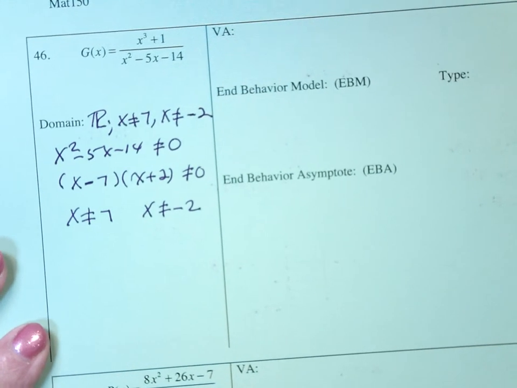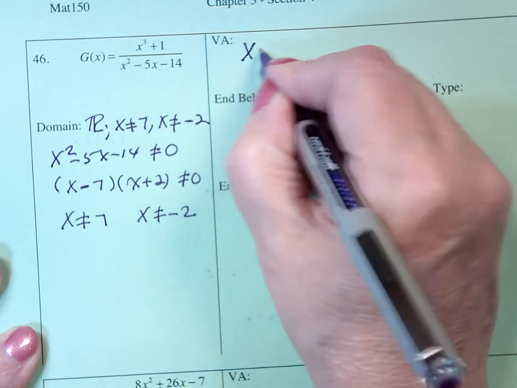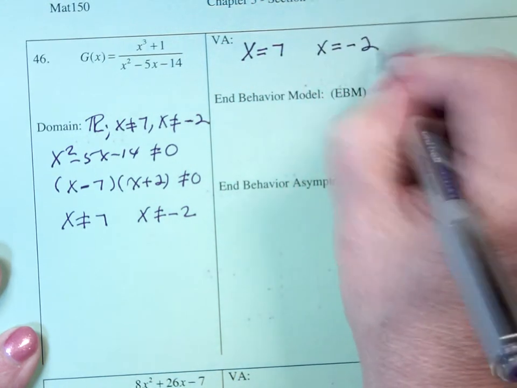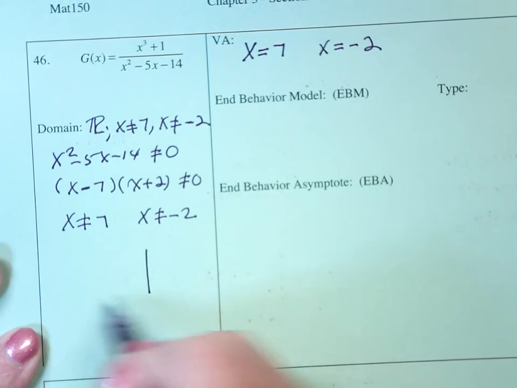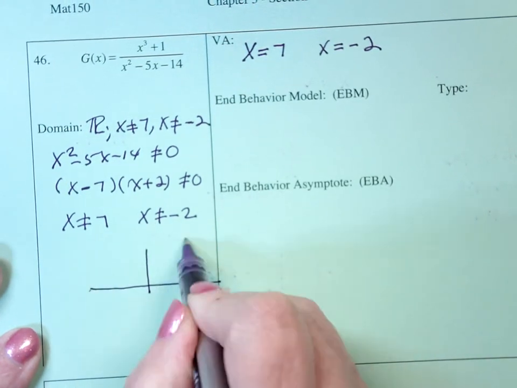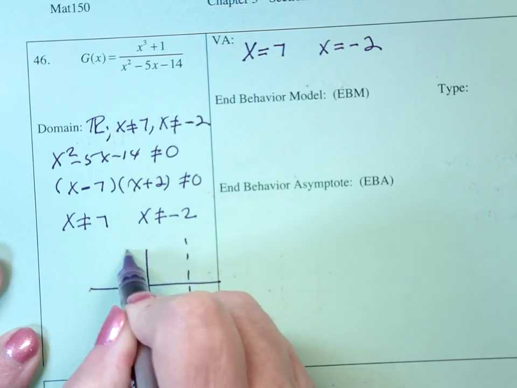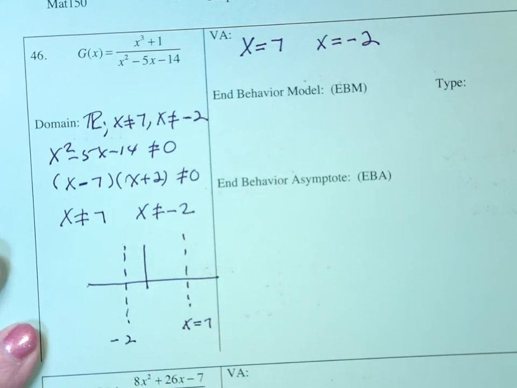And yes, it would be unpleasant to graph, but they're predictable. They're x equals 7, x equals negative 2. So now when I go to do my graph, I put a vertical line at 7. I'll put a vertical line at negative 2, and I'd be working my graph around those two vertical lines.